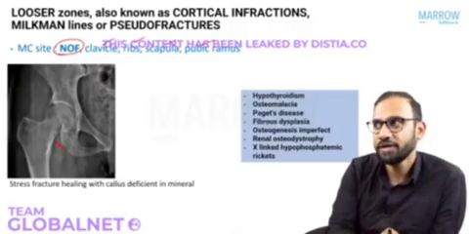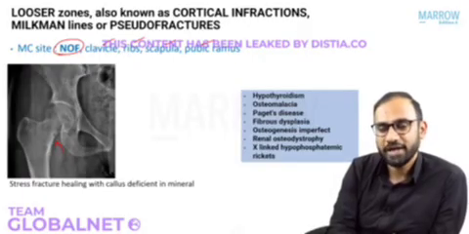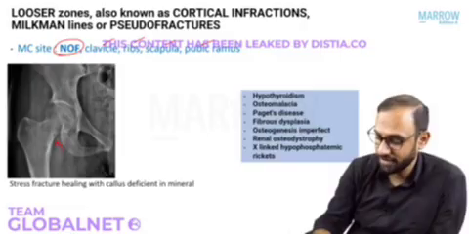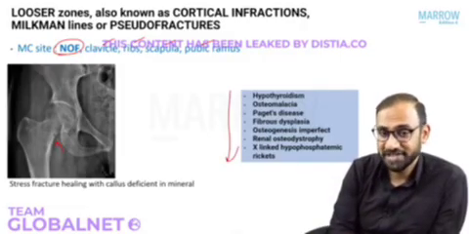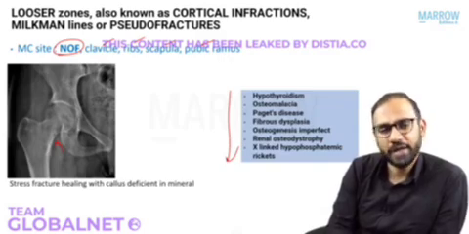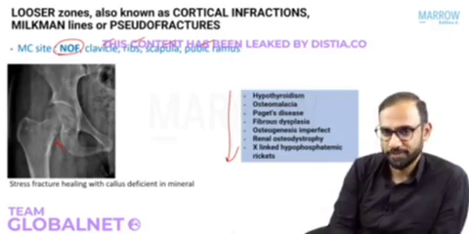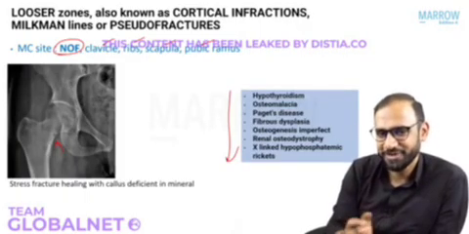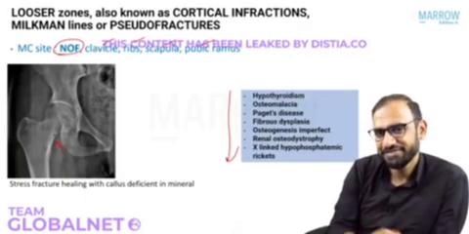But please also remember that these Looser zones, milkman fractures, pseudo fractures are not pathognomonic of osteomalacia. It is seen in all these other conditions as well. Now, before we proceed further, let me ask you, why did it get the name Looser zone? Because there is a loss in the calcium of the bone? No. It is because the person who described this was called Looser. His name was Emil Looser.